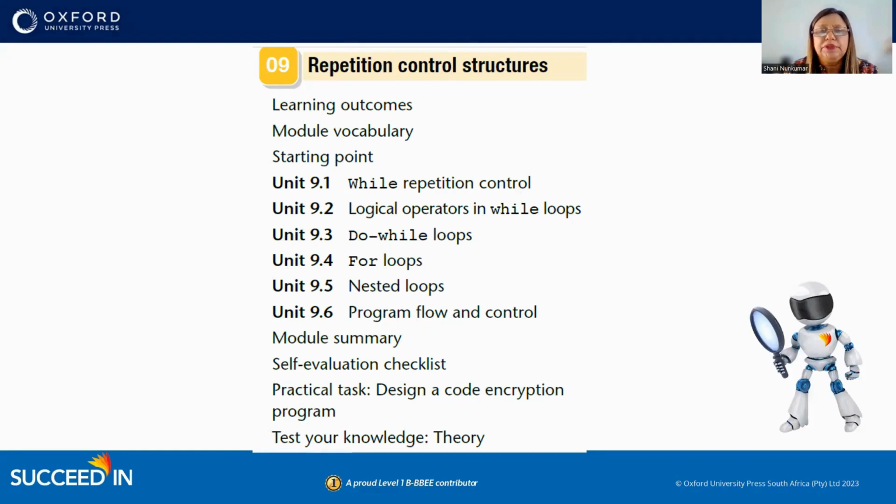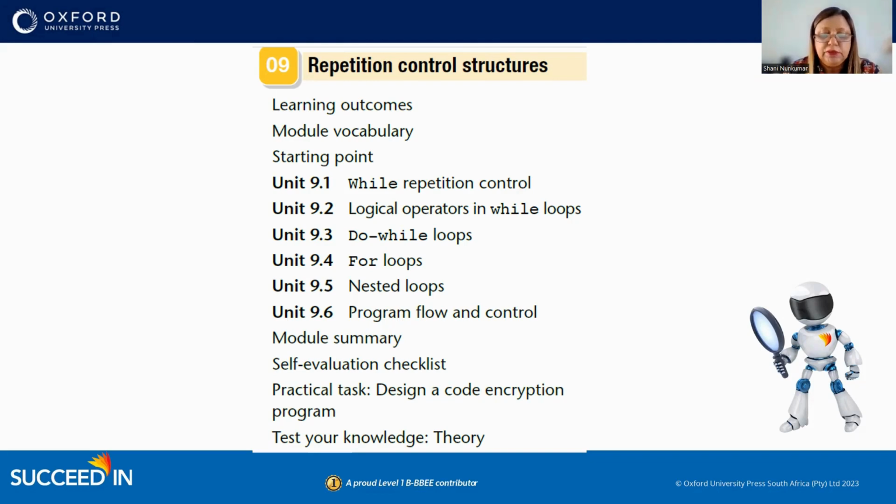Module 9, Repetition Control Structures. Unit 9.1, the while repetition control. Before we focus on the while repetition control, we look at the different types of loops, which are the pre-test loop or the entrance control loop, the fixed count loops, and the conditional control loops, and we look at how they differ.